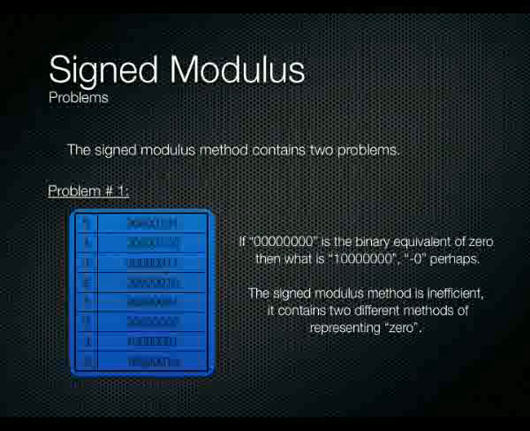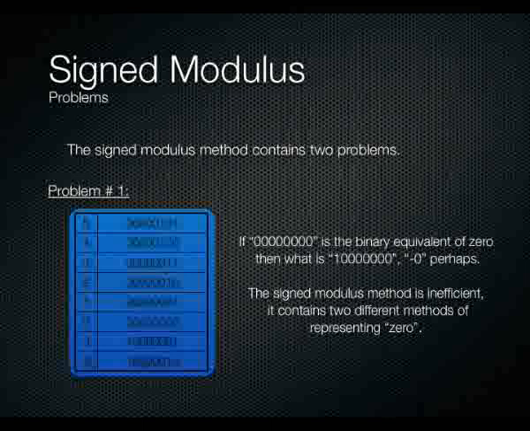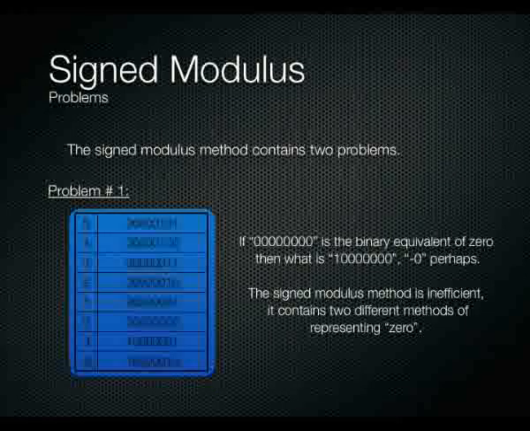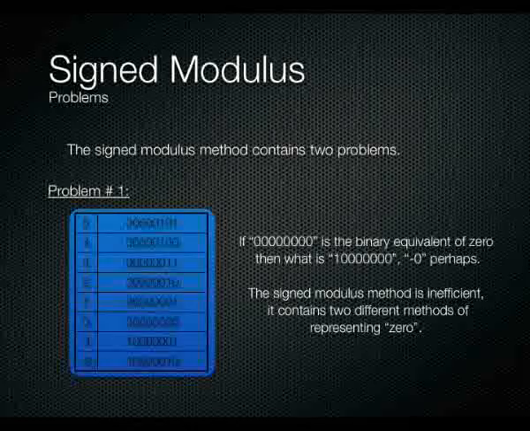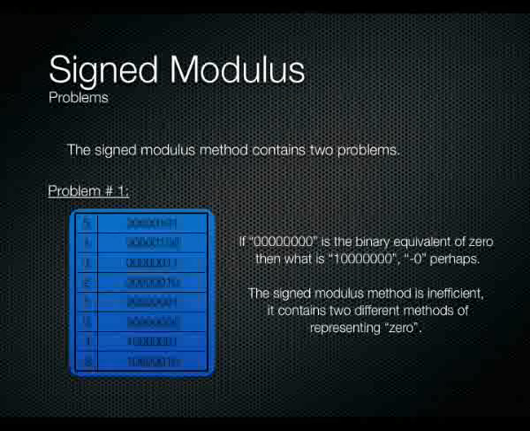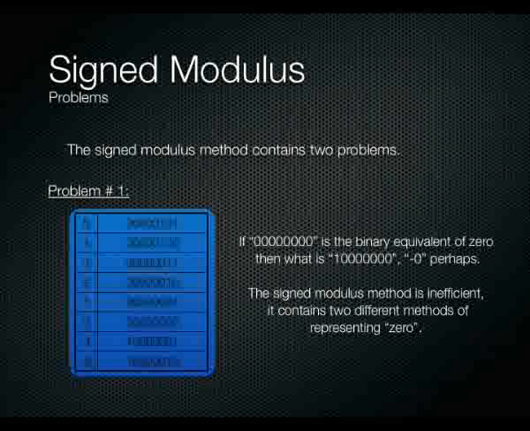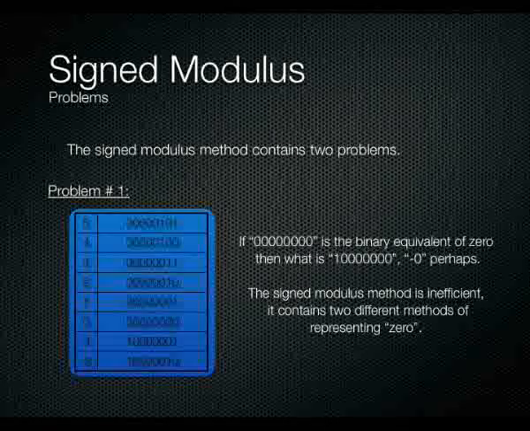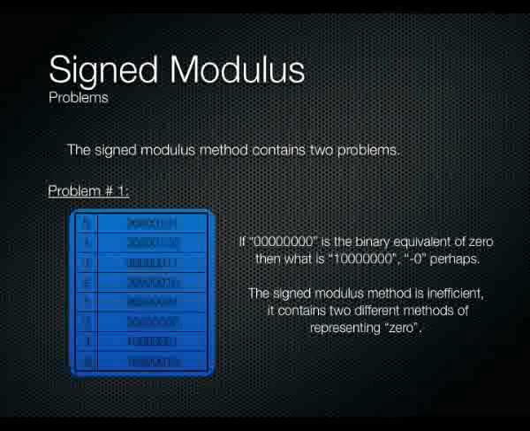However, there are some problems with using signed modulus. With signed modulus, we have two zeros. We have all zeros, and of course we have a 1 followed by all zeros. So we have a plus or minus 0. That is the first problem. We're not effectively using our bits. We've wasted a whole bit combination on having two zeros. Okay, that's the first problem: we have two zeros.